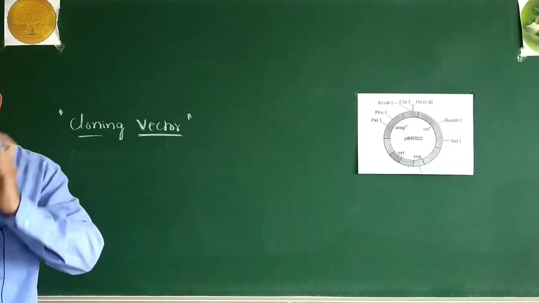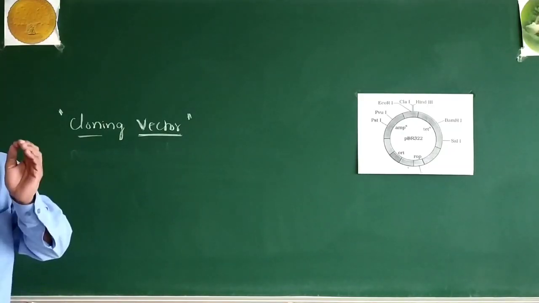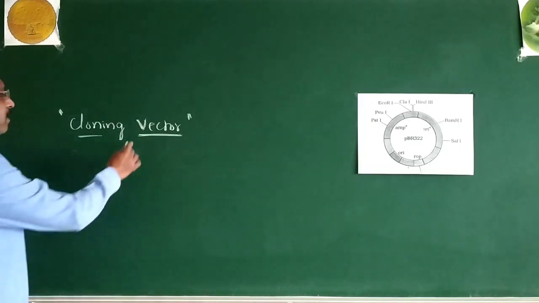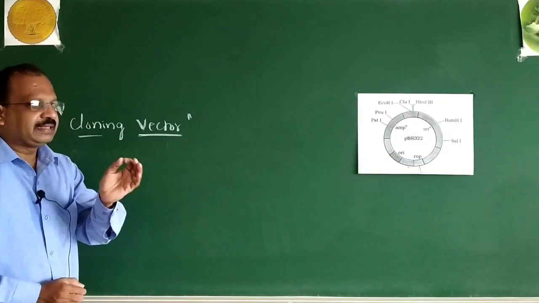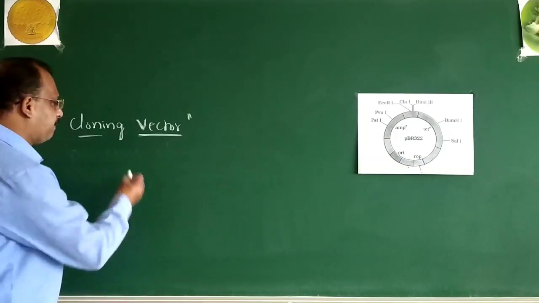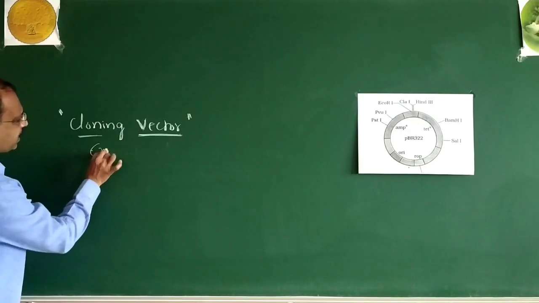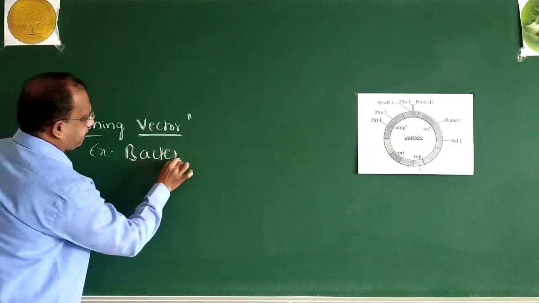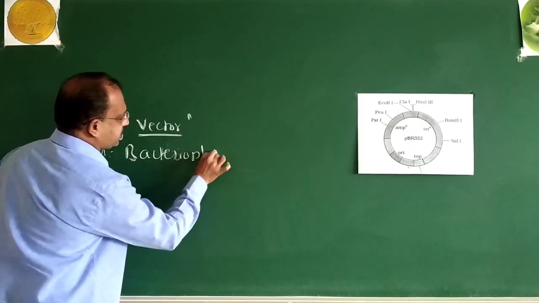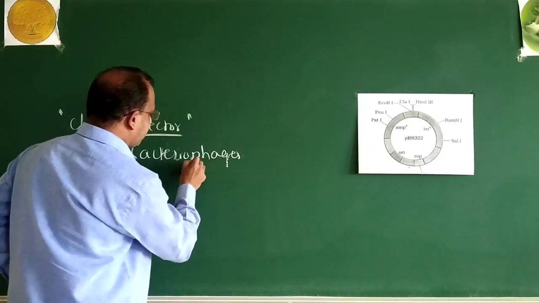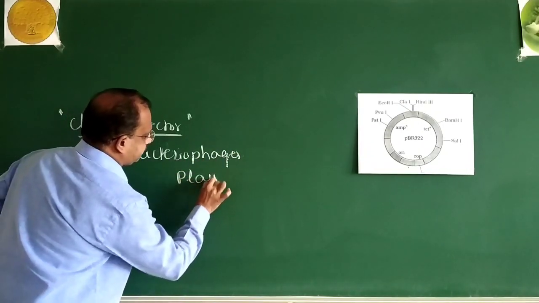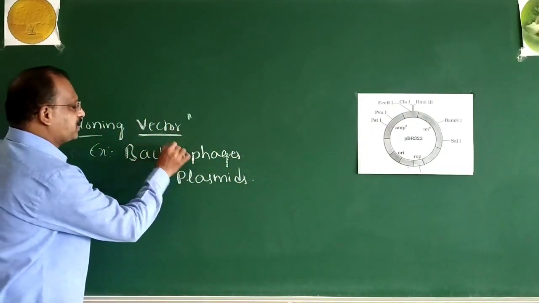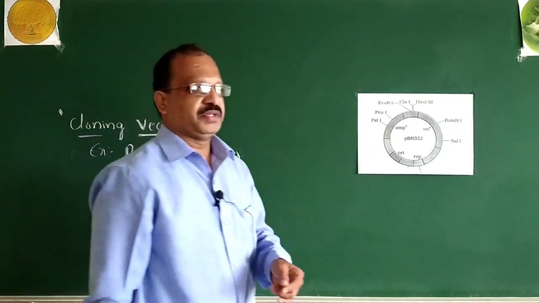Desired means unique DNA or special DNA, or the DNA which has some identical characters. Vectors are the carriers of desired DNA. For your syllabus, two examples are quoted: one is bacteriophages, and another one is plasmids. Already we have come across bacteriophages.